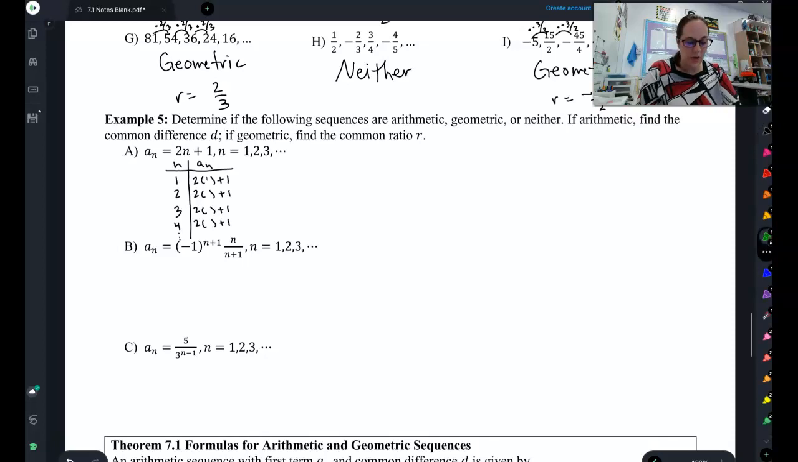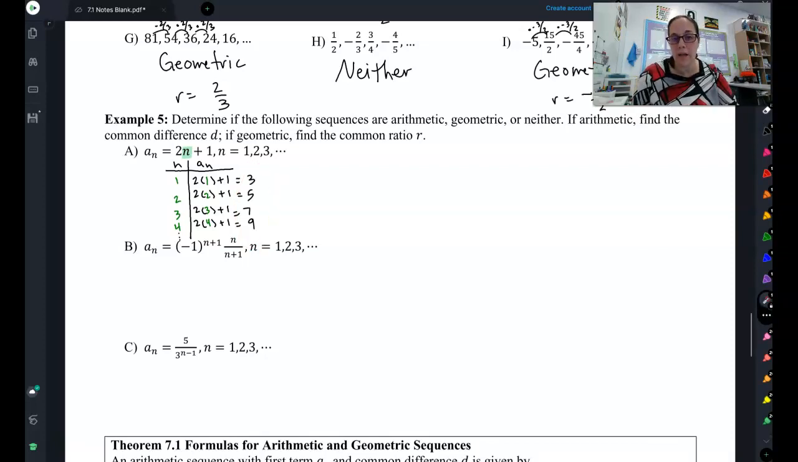I'm going to make n green. 1, 2, 3, 4. Make it stand out a little bit to show that that's what I'm plugging in. So I get 2 times 1 plus 1 is 3, 5, 7, 9. So here is my sequence.